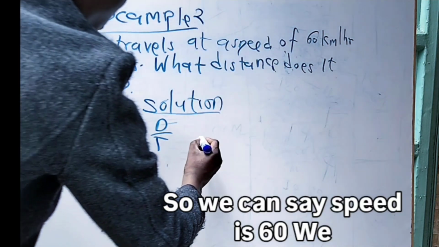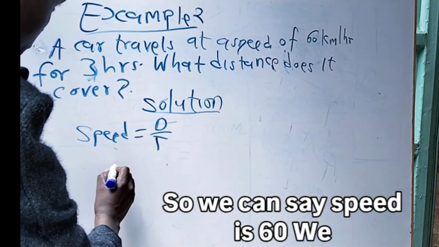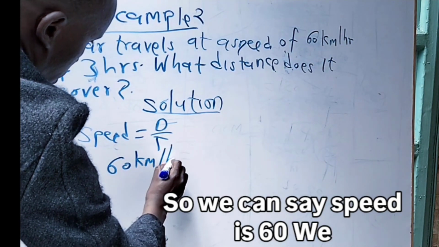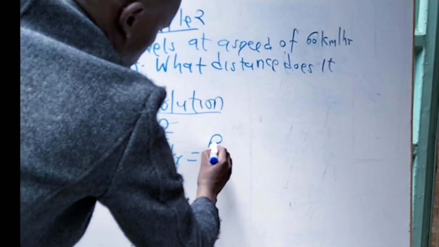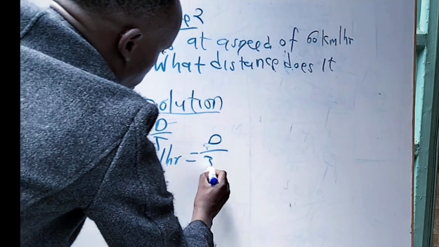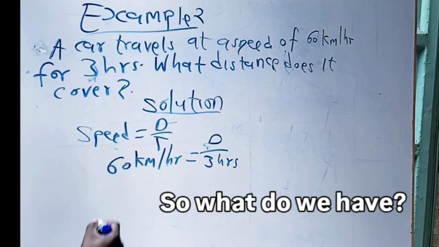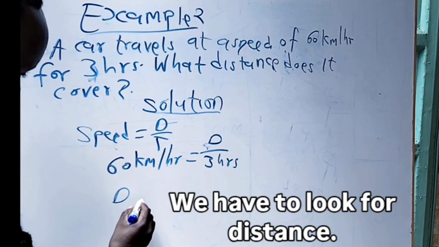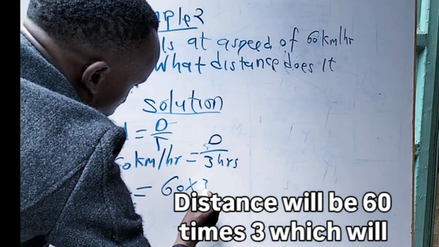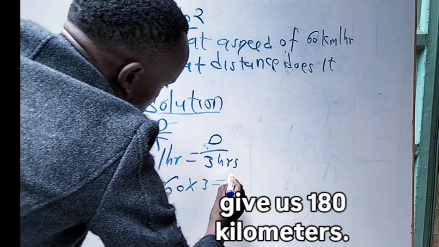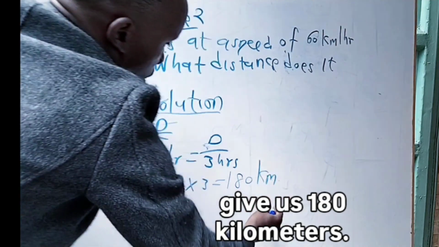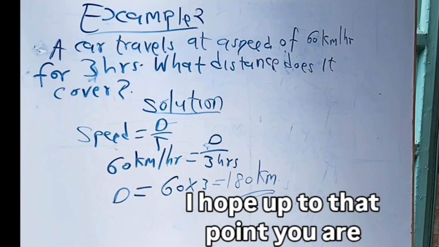Alright, so we say speed is 60, equal to distance over time. Time is 3 hours. So what do we have? We have to look for distance. Distance will be 60 times 3, which will give us 180 kilometers. I hope up to that point you are okay.